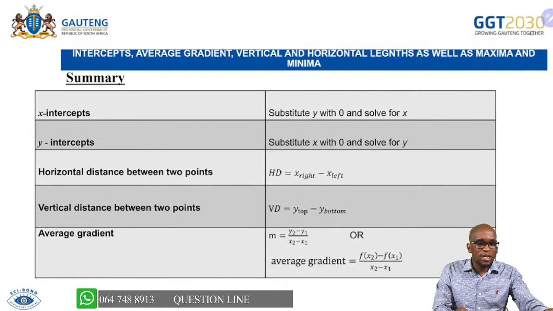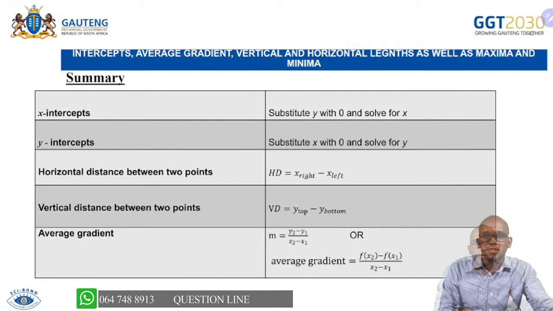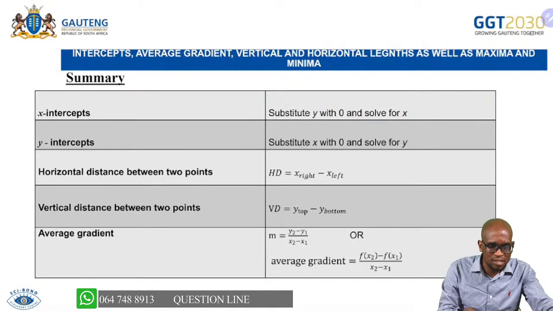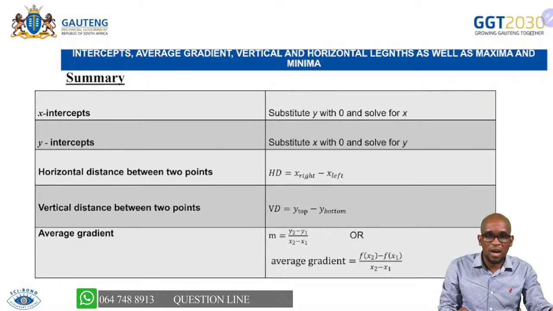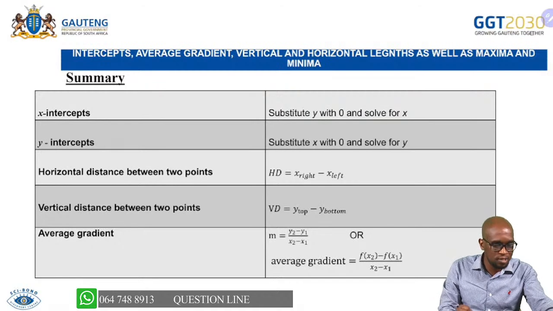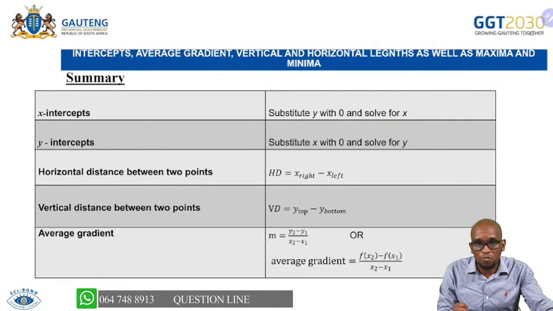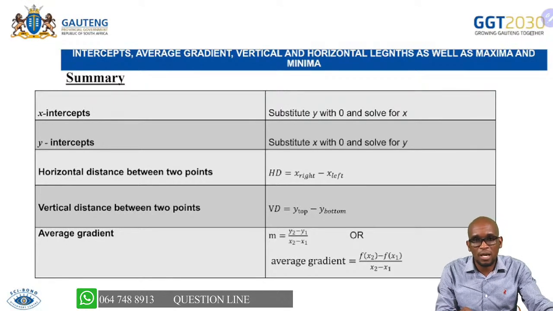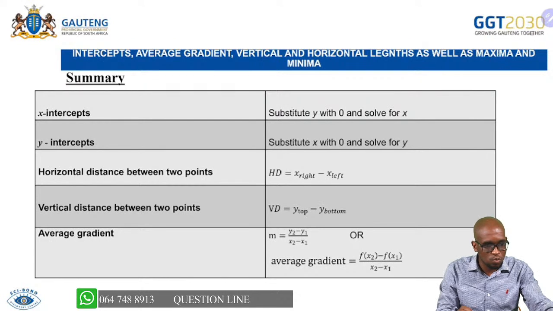Now that we've worked out equations of sketched functions, we now want to check the intercepts, average gradient, vertical and horizontal lengths, as well as maxima and minima. I've summarized a few concepts that we're going to need for the example after this. X-intercepts, y-intercepts. To find the x-intercept, we substitute 0 where we see y and solve for x. To find the y-intercept, we substitute 0 where we see x and then we solve.